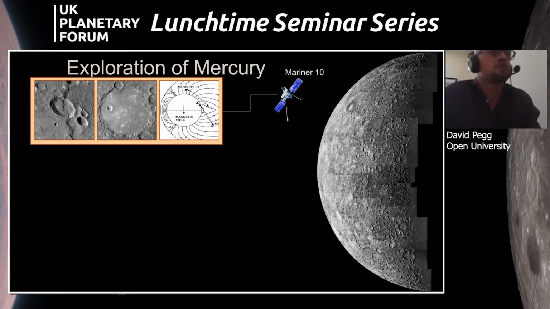So in this leftmost image, you'll see that there's this massive cliff here, and that was an indication that, you know, it's not just impact craters, there's possibly some tectonic activity going on.